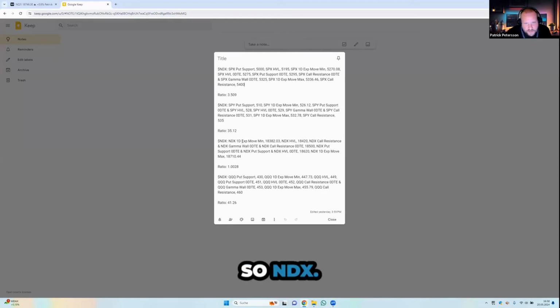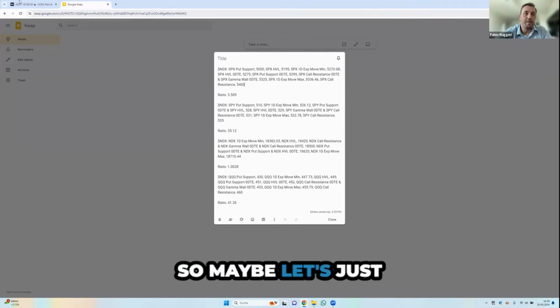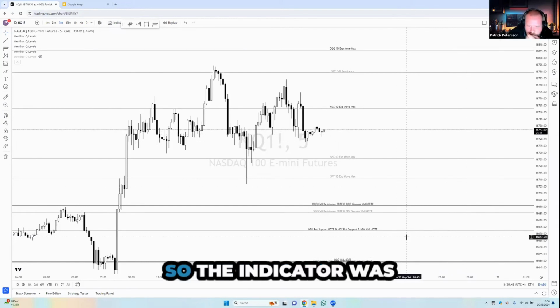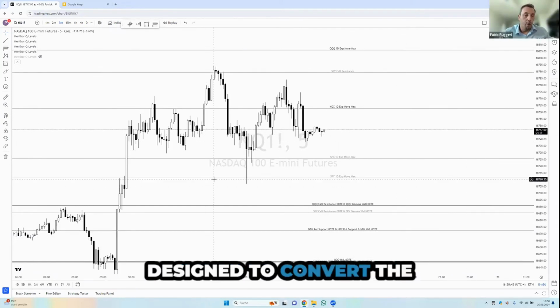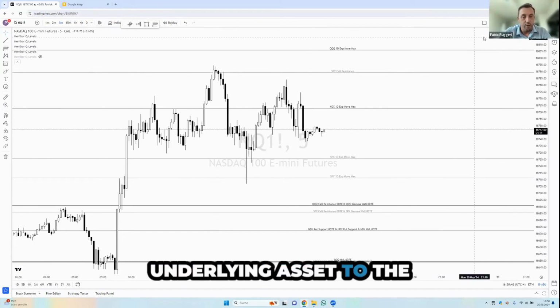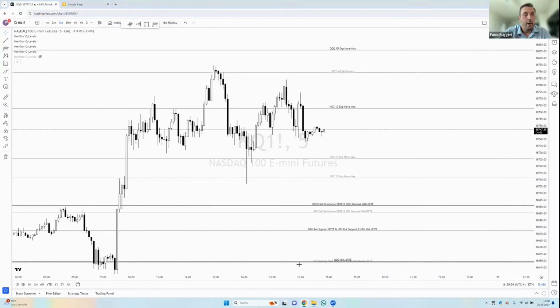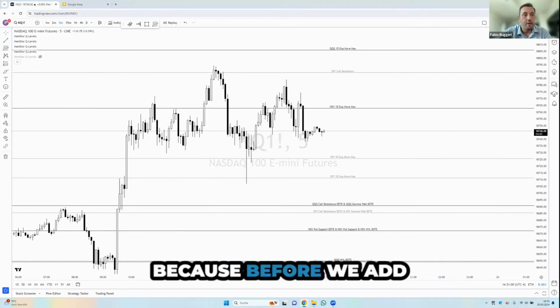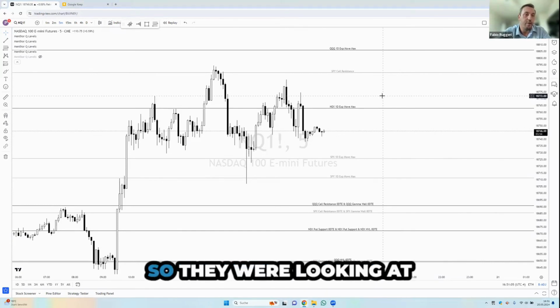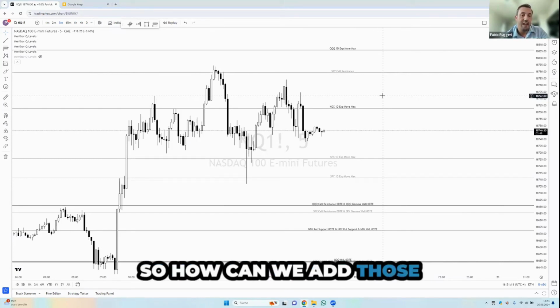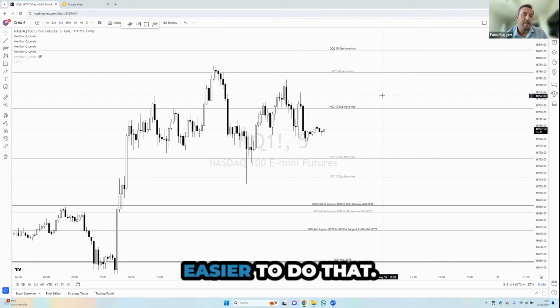Patrick, maybe before we go into it, let's just share why you're doing this. Yeah, because basically the indicator was designed to convert the levels from the underlying asset to the tradable future. So the indicator now allows you to add levels to NQ, ES, RTY, and YM. Because before we had the futures data, those were the 4 assets that users were trading. So they were looking at SPX, but in reality, they're trading ES, right? So how can we add those levels in one chart to make it easier?